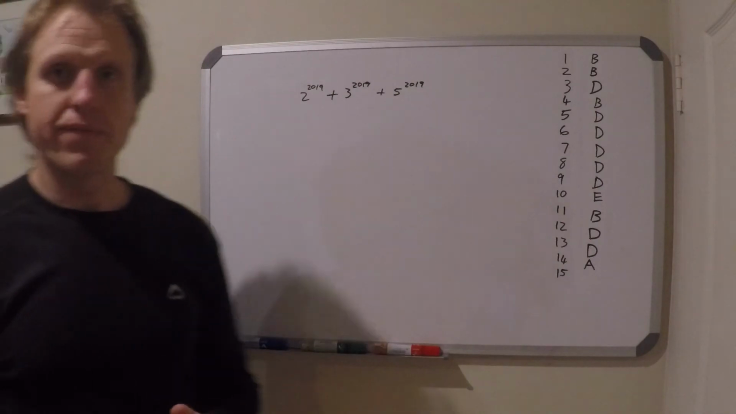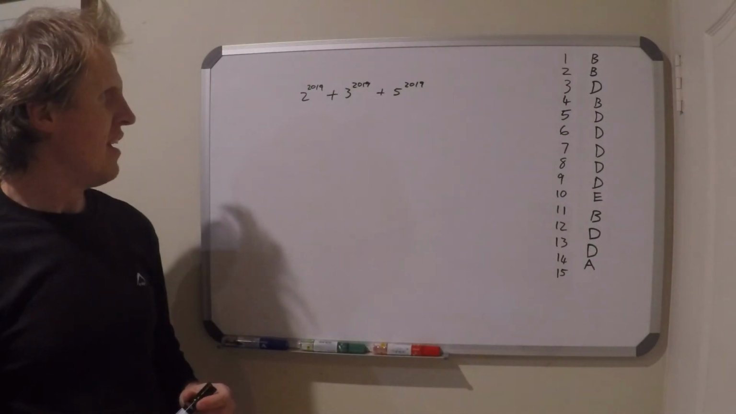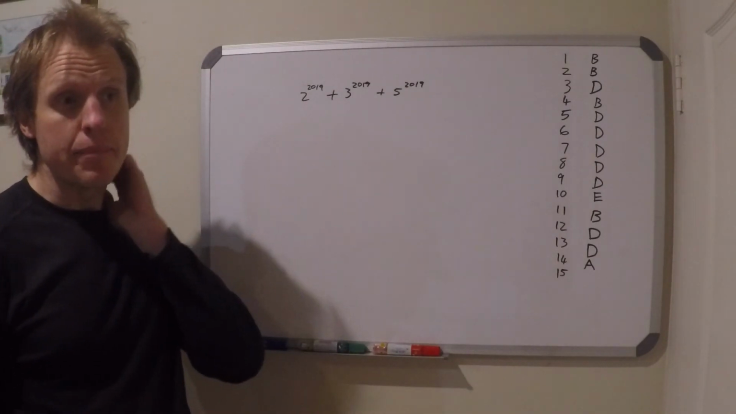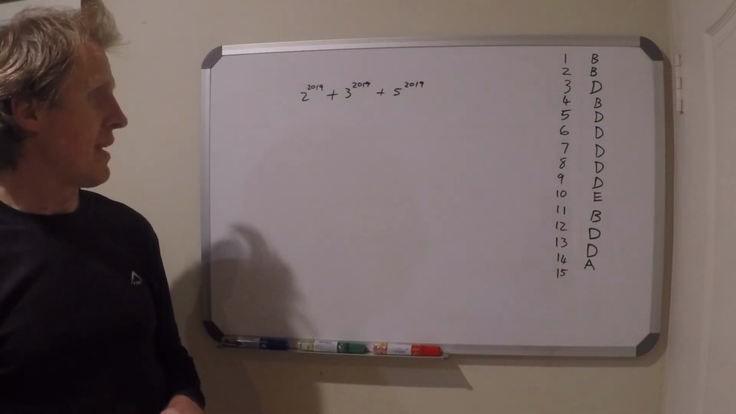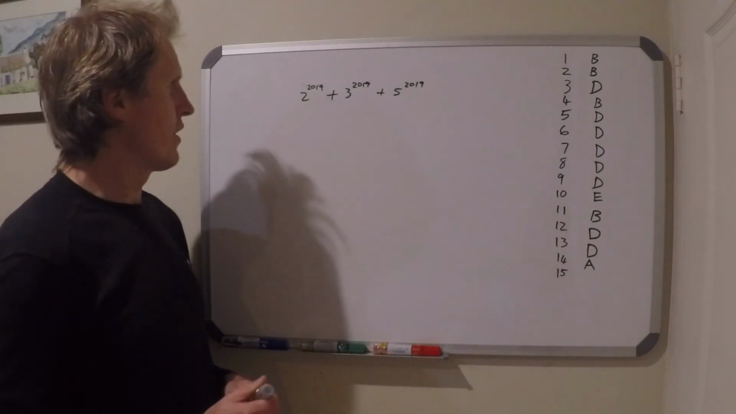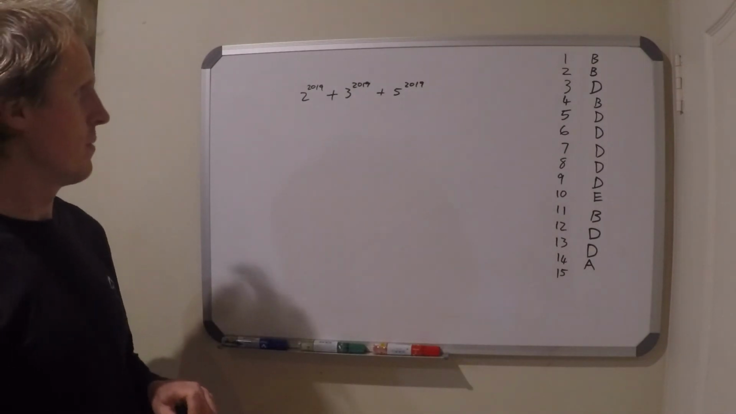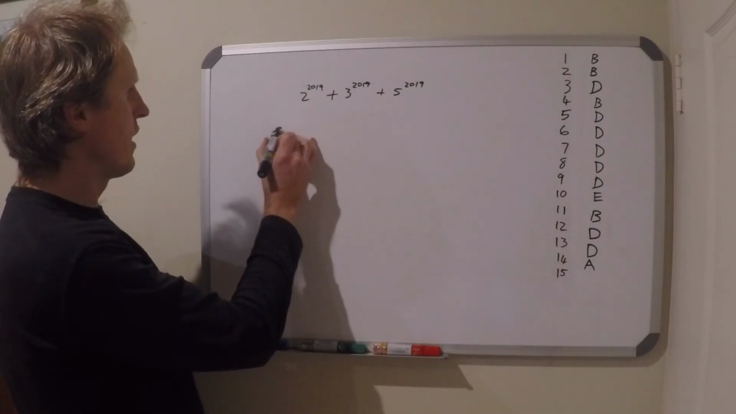They want us to find the last digit of this sum. Obviously, they're not asking us to calculate the number. That's going to be a really big number, but it's quite easy to calculate the last digit. This is something that you must just remember. I'm sure that you're going to get other questions like this in the future.